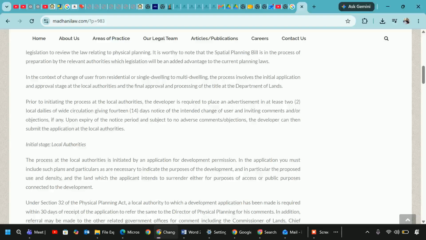Upon expiry of the notice period and subject to no adverse comments or objections, the developer can then submit the application at the local authorities.